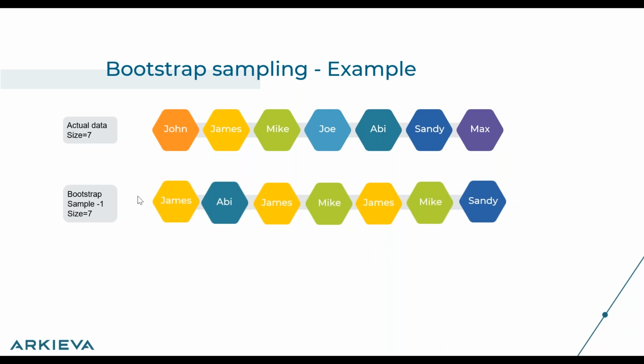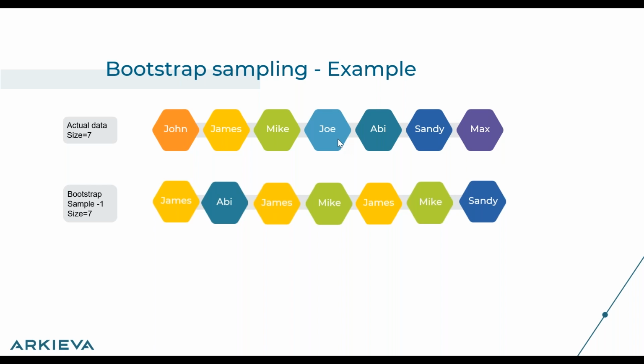It has exactly 7 things selected in my sample. But I have selected James 3 times just out of random luck. And I've selected Mike twice. Abby and Sandy have been selected only once. And John and Max and Joe were not selected even once in this sampling.